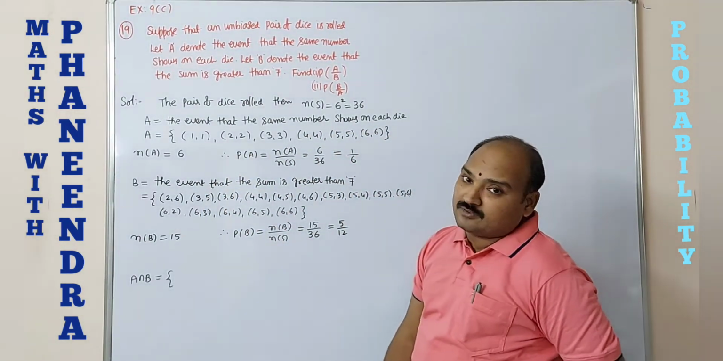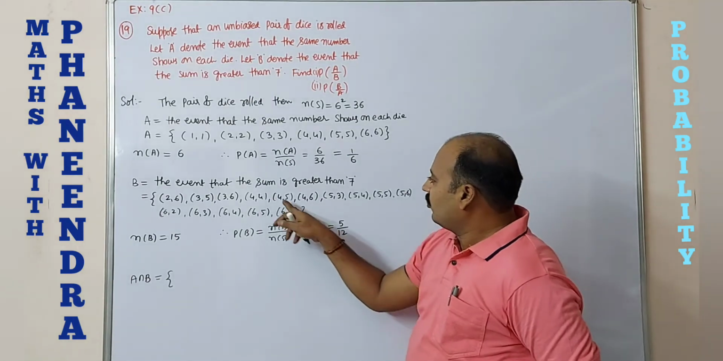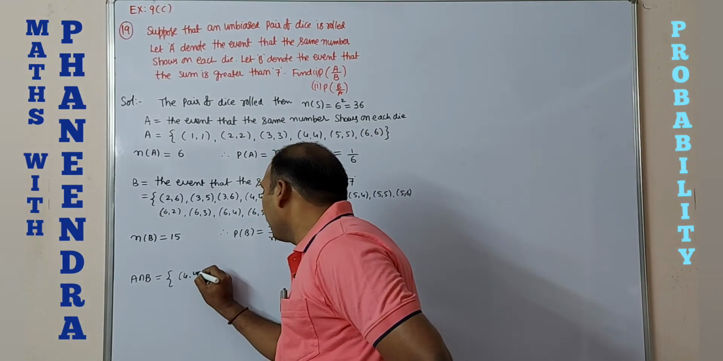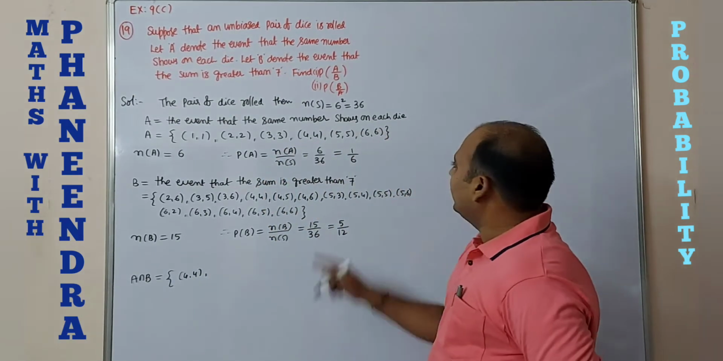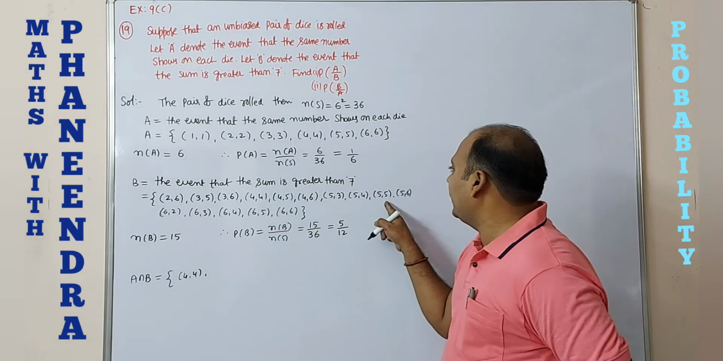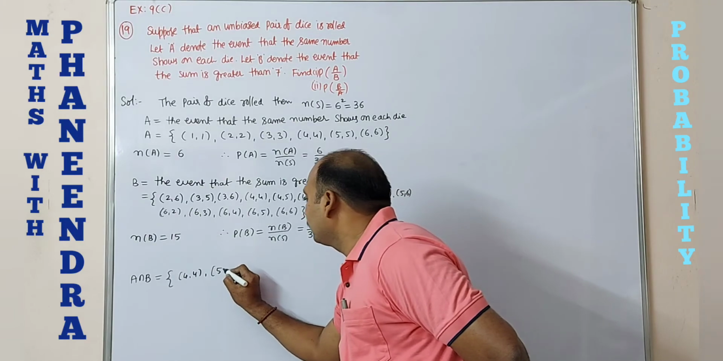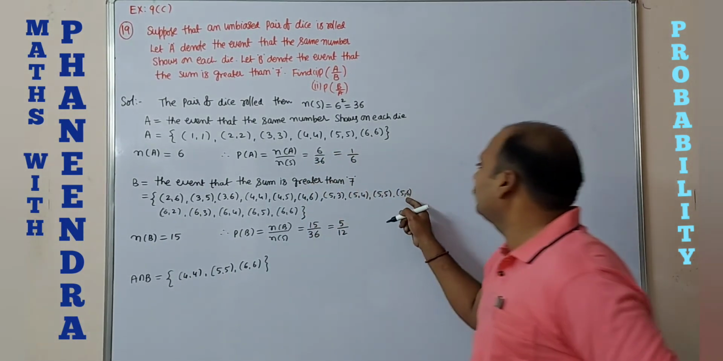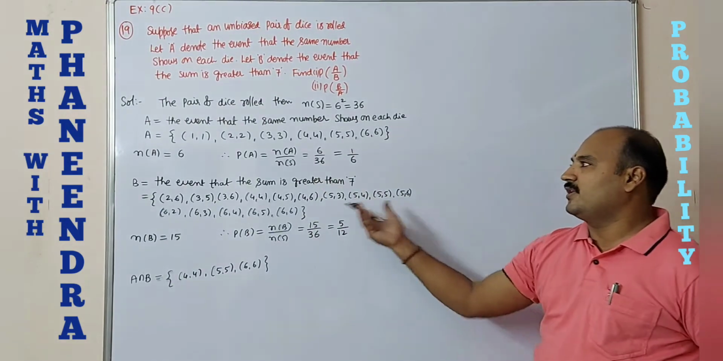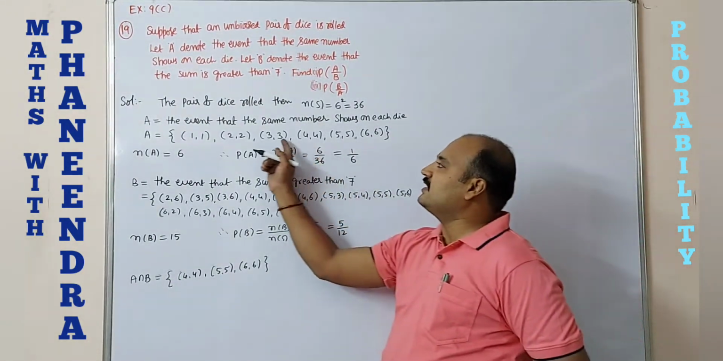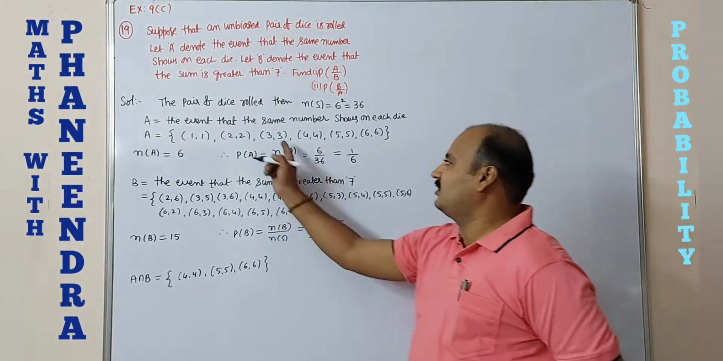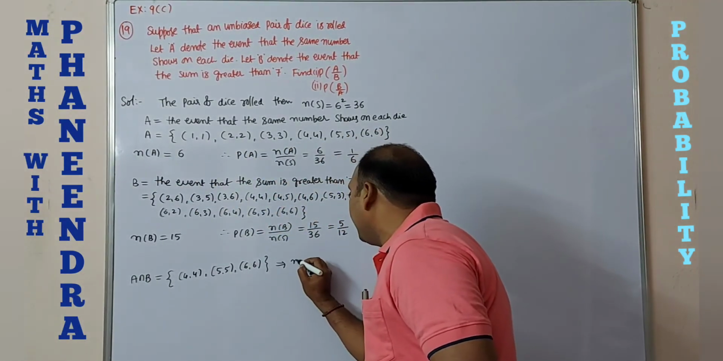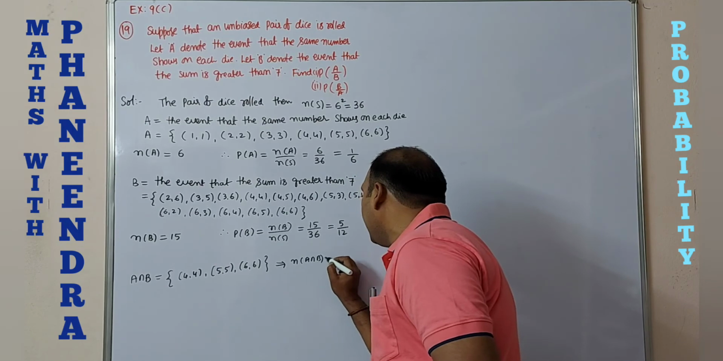The sum of... 4 comma 4 is there. Next, 5 comma 5 is also there. Next, 6 comma 6 is also there. Other numbers are not possible. Why? Because the sum is less than 7, these are not possible. So common, n of A intersection B, how many are there? 3 possibilities are there.